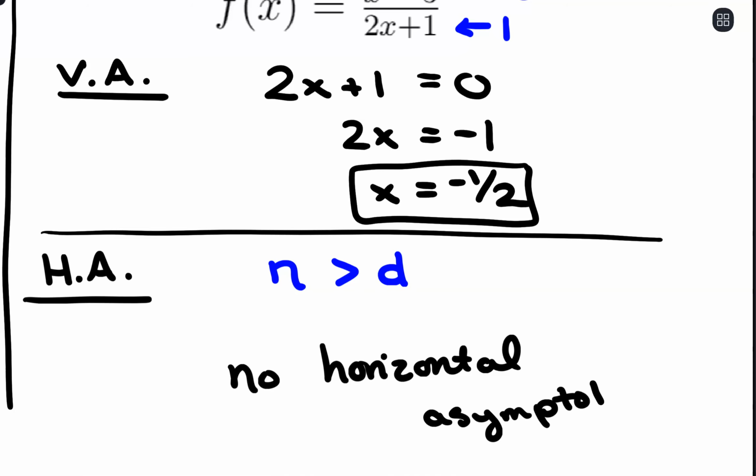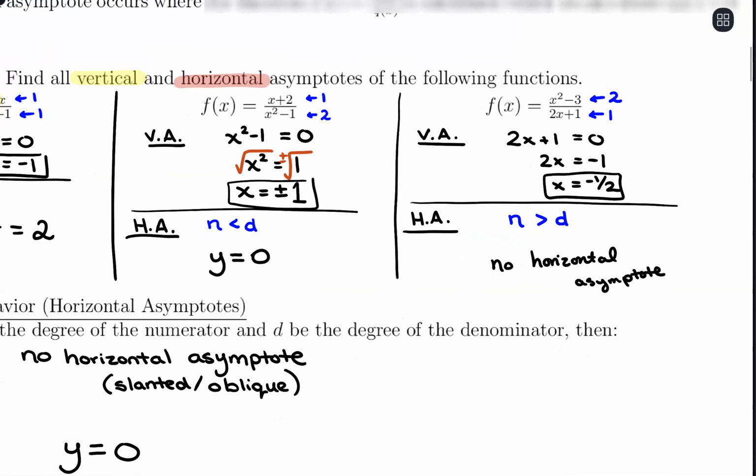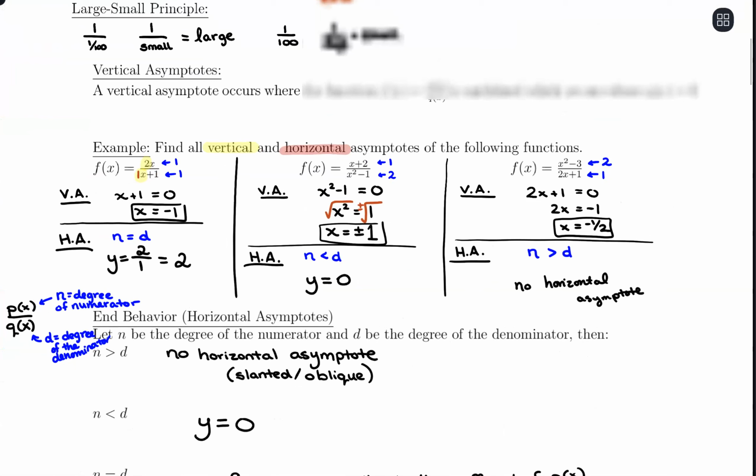And that would be done. So there are the different cases and how we find our vertical asymptotes and horizontal asymptotes.